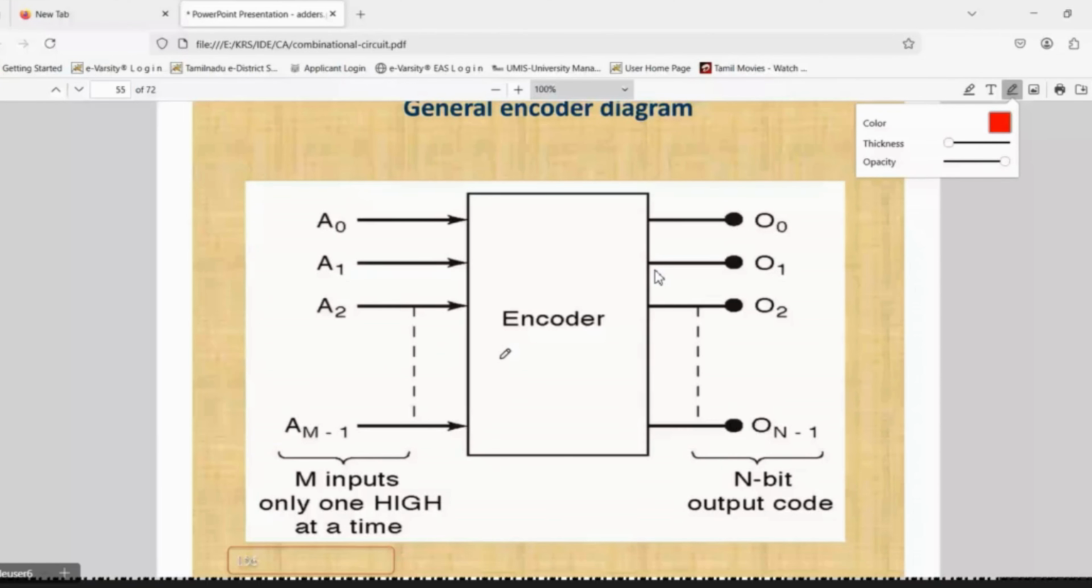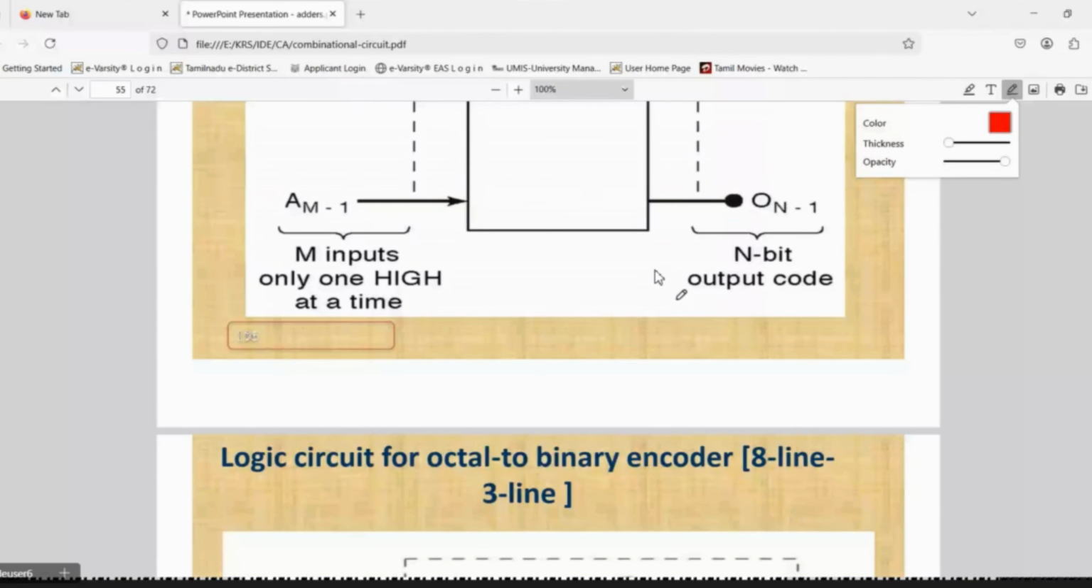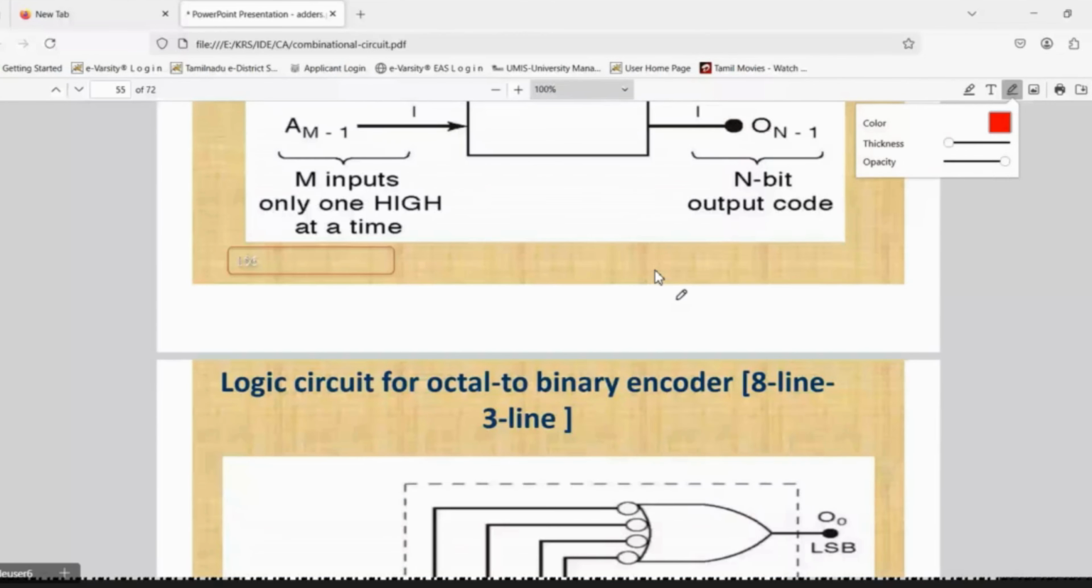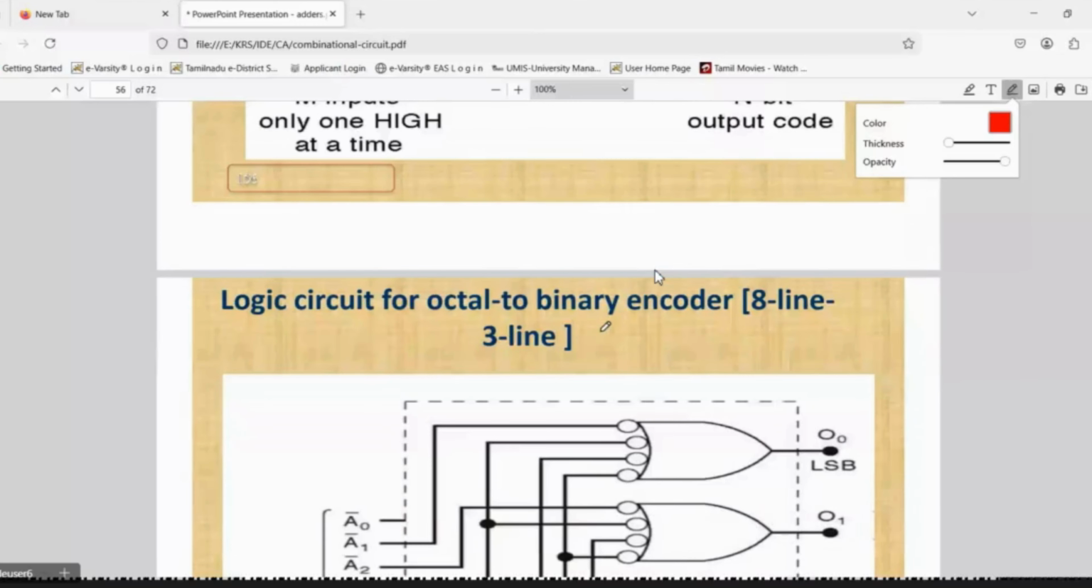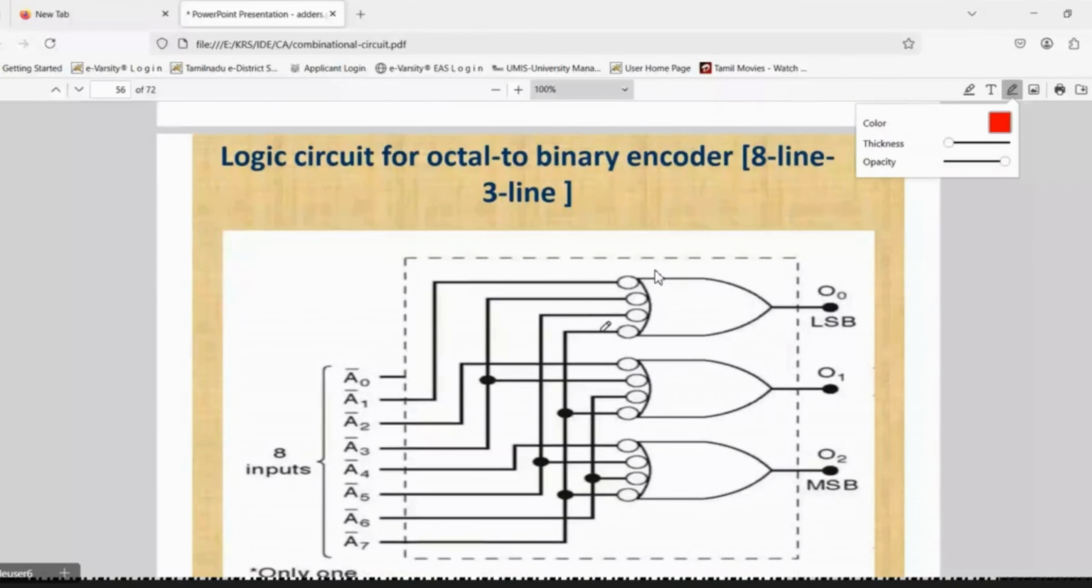Encoder. So next, large circuit for octal to binary encoder. நம்ம ஆல்ரெடி பார்த்தோம் இல்லையா? என்ன பார்த்தோம்? Binary to octal decoder பார்த்தோம். இங்க அப்படியே reverse operation. So large circuit for octal to binary encoder, that is 8 input line to 3 output line. So அங்க வந்து AND gate யூஸ் பண்ணுவோம், இங்க OR gate யூஸ் பண்றோம்.